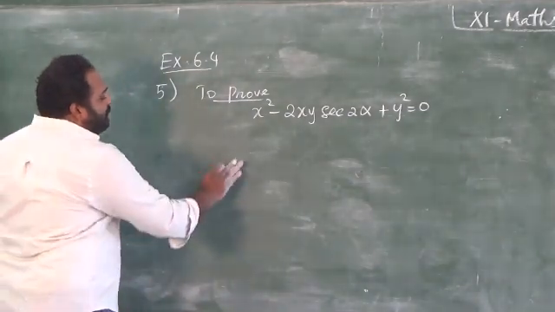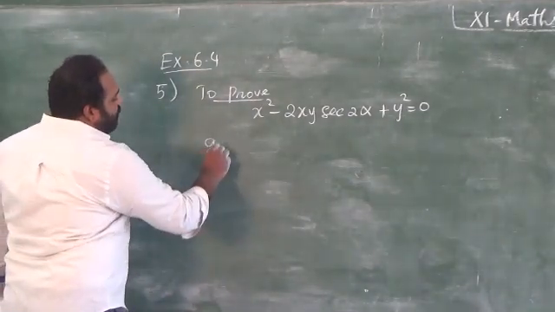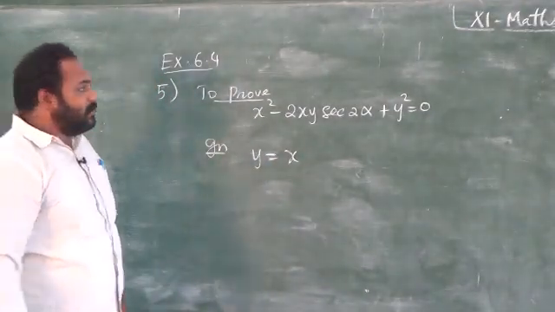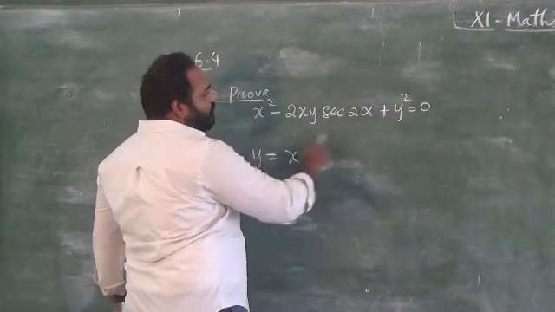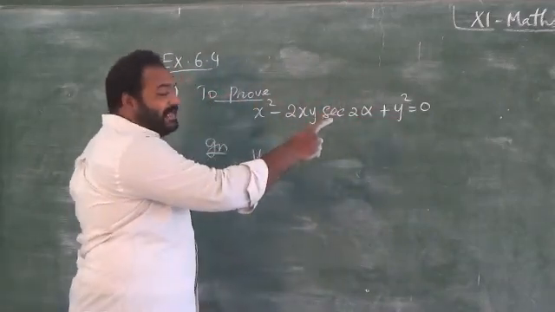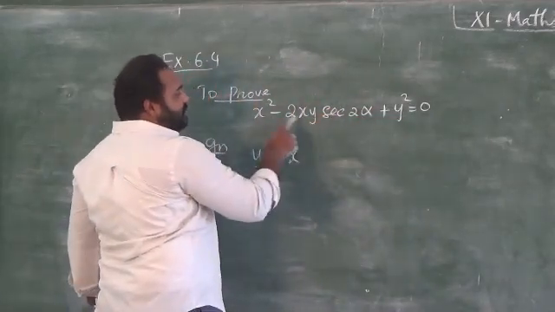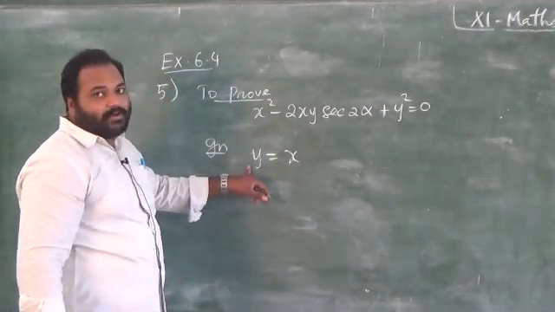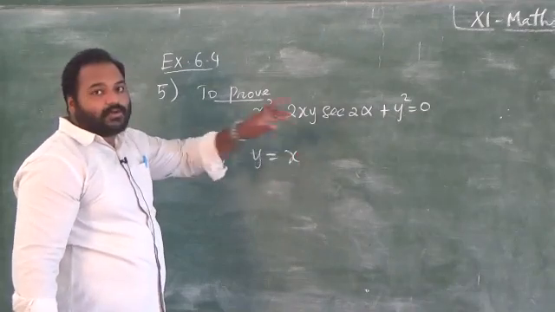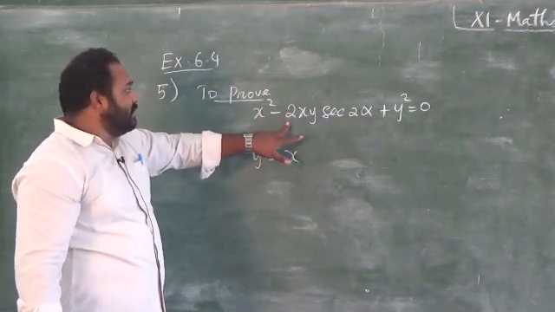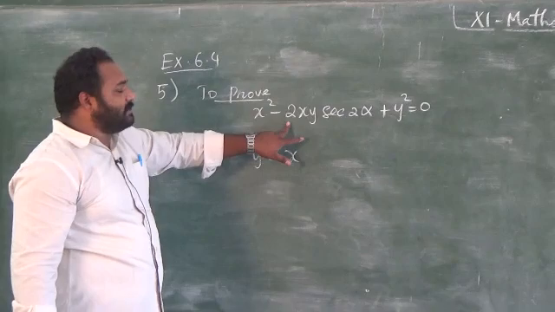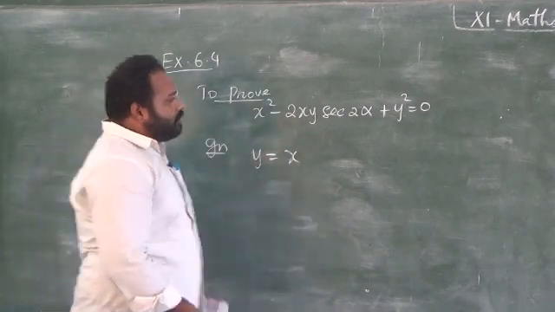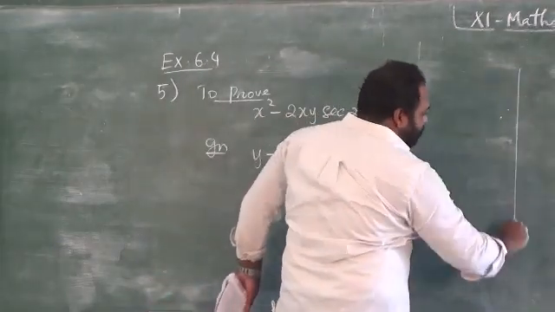So actually the given equation is y is equal to x. This is a pair of straight lines equation, so this equation contains two straight lines. So here using this straight line I am going to find out the two straight lines, which is x square minus 2xy secant 2 alpha plus y square equal to 0. Okay, now I am going to draw the diagram first.